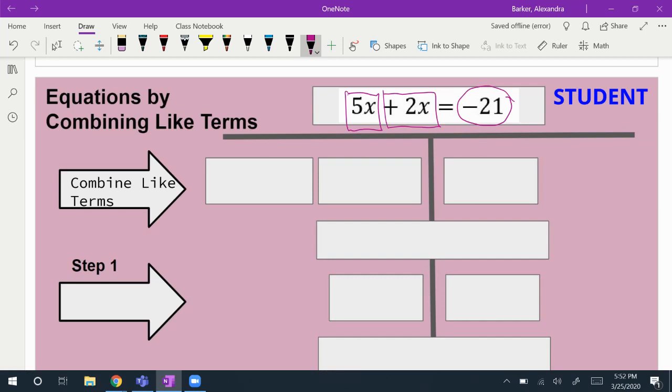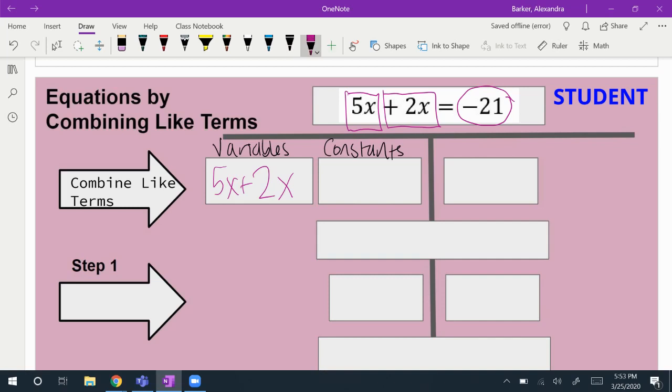Looks like these are my variables that I need to combine together. So I need to do 5x plus 2x. I don't have any constants that I need to combine together. These are my variables. These are my constants.